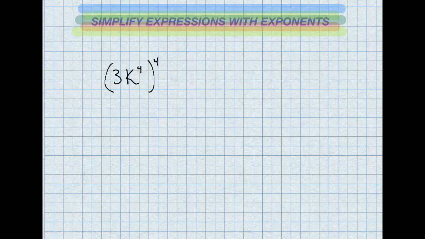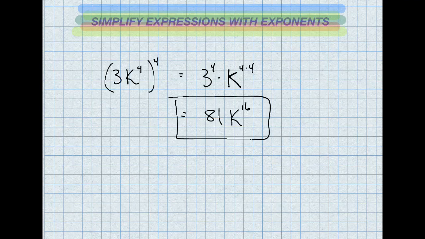Okay, 3k to the 4th, all that being raised to the 4th. So we know that that's going to be 3 to the 4th times k to the 4 times 4. Okay, same thing we just did. A power being raised to a power means we're going to multiply them together. So 3 to the 4th equals 81, k to the 16th. Okay, there's our answer, 81 k to the 16th.